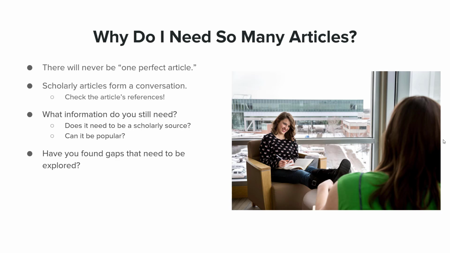And when I put all of those articles together, they actually form a conversation, and they kind of construct my overall argument. That's why we search for so many articles. They all contribute different things to our scholarly argument. As you're searching for articles, be thinking about what kinds of information you still need and whether that information can be answered by a scholarly source or even a popular source. Are you finding gaps that need to be explored? Are you finding things in the research that just don't seem like they've been fully explained? Keep those things in mind, or keep a running list of those things so you know where to search next.